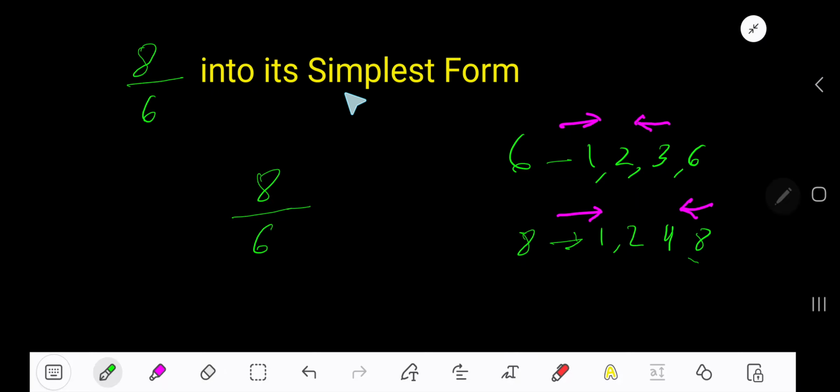Let's simplify 8/6 into its simplest form, lowest terms, or reduced form. To simplify this fraction, we need to divide the numerator and denominator by the greatest common factor, or highest common factor, between these two numbers.